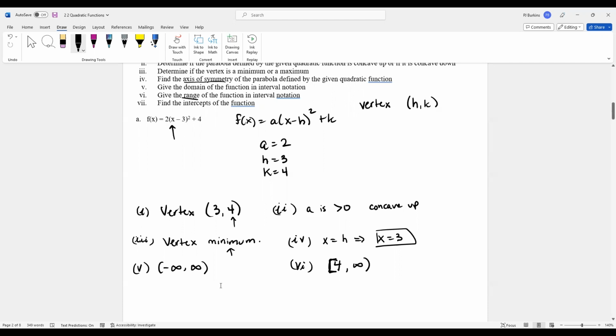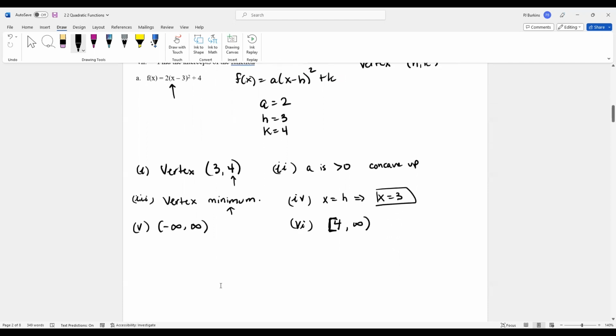All right. And the last thing here says, find the intercepts of the function. So there's a couple different ways we could do this. I am going to see if we can solve it. So let's do, for one thing, if we want the x-intercepts, then we need y to equal 0. So x-intercepts, y is 0. So we're going to set the function equal to 0 and solve.